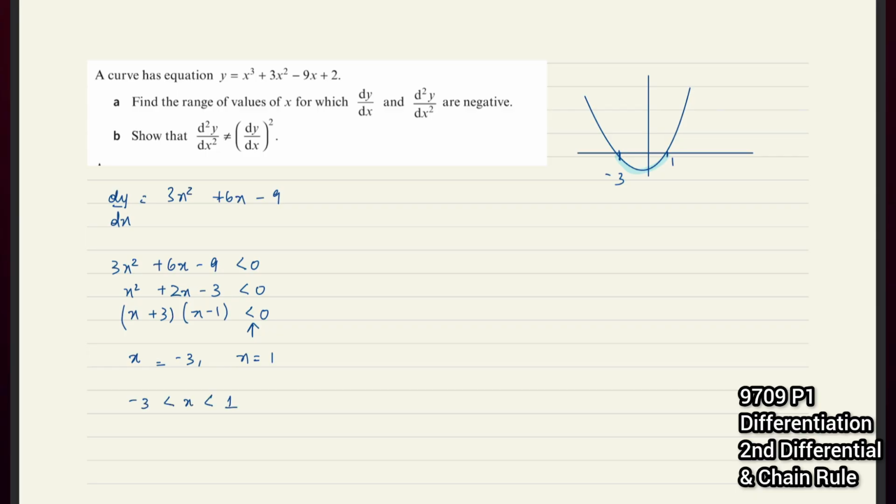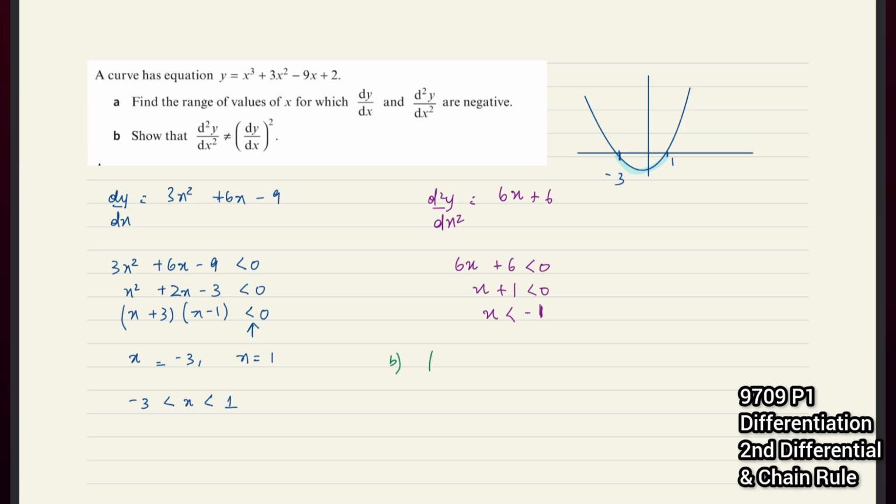For second differential, we differentiate this equation. So second differential is equal to 6x plus 6. I equated 6x plus 6 is less than 0 because negative. Divide the entire expression by 6, we get x plus 1 is less than 0. x is less than minus 1. This is the range. Now for part B, show that first differential square is not equal to second differential.